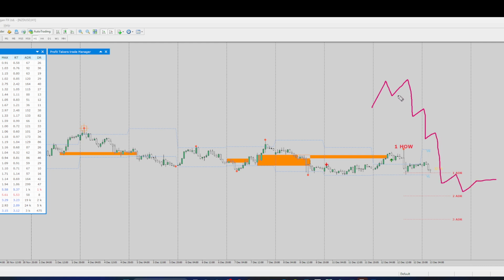Okay. So we have this break here. And then we have the drop. And then we're looking for the retracement. Okay. Right. And then this is the entry here.